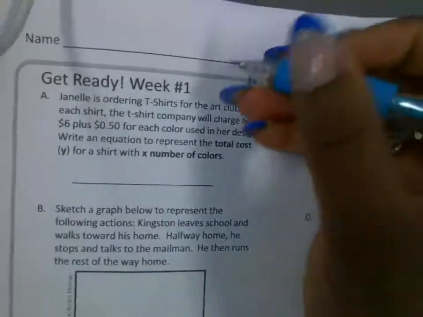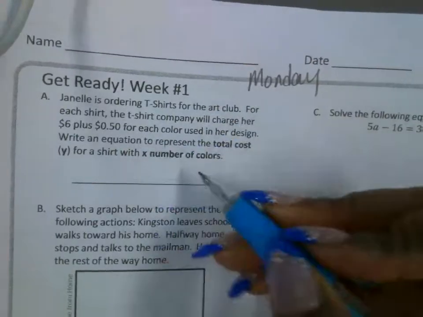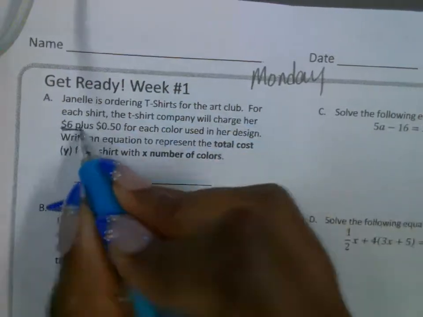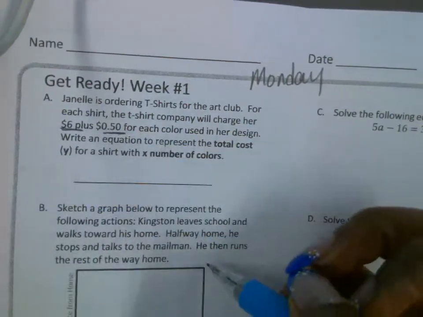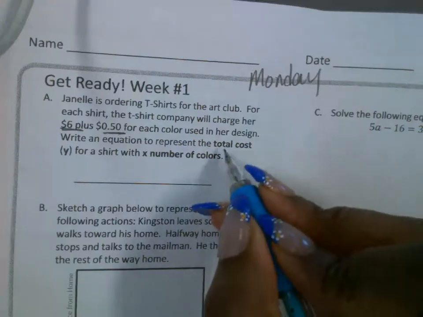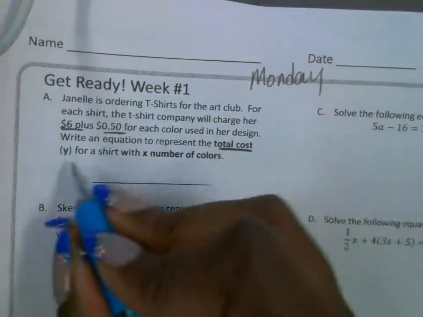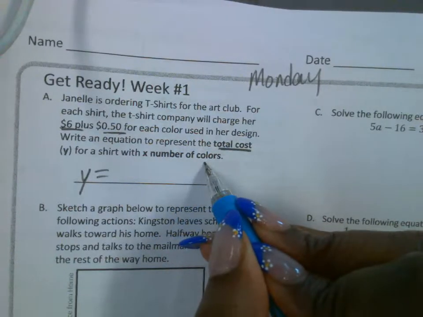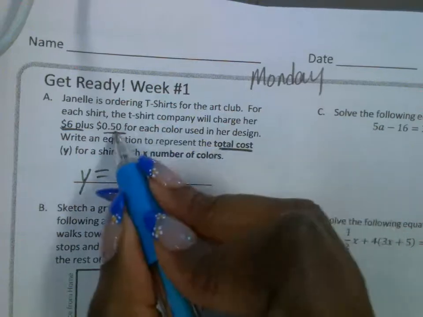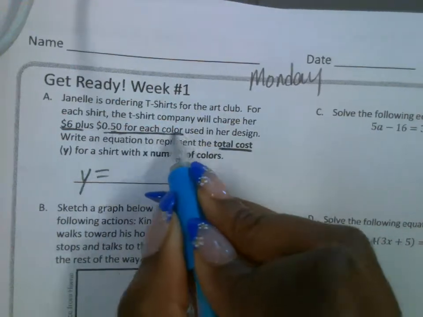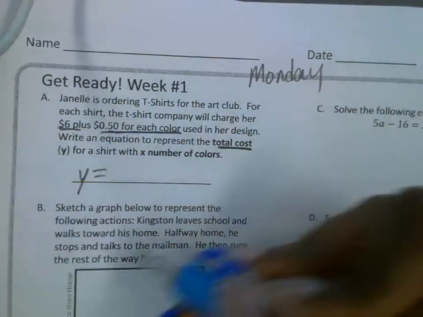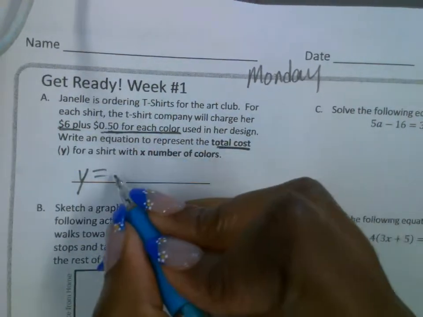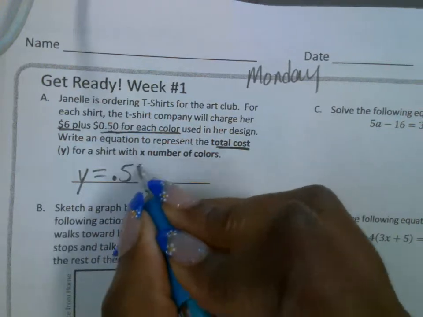It says Janelle is ordering a t-shirt for the art club. For each shirt, the t-shirt company will charge $6 plus 50 cents for each color in her design. Write an equation to represent the total cost. y is the total, it's equal to, for each shirt and the number of colors. So it's 50 cents for every color. That is the slope. You see how it's 50 cents for each color? So every color is going to add 50 cents. That's your slope. That's the price going up, 50 cents. So that's going to be my slope, 50 cent x.